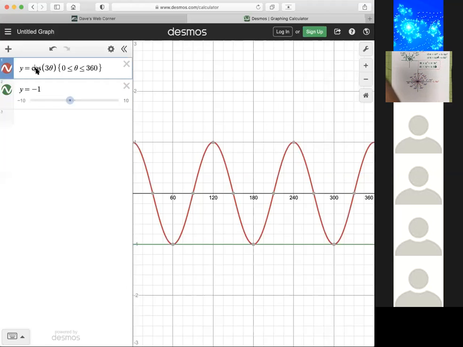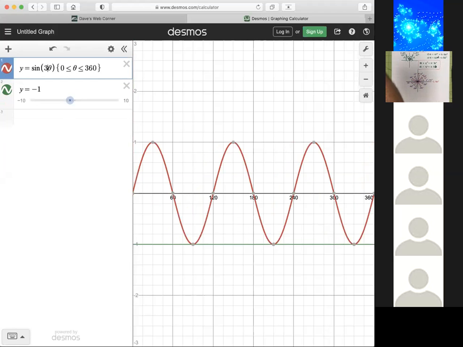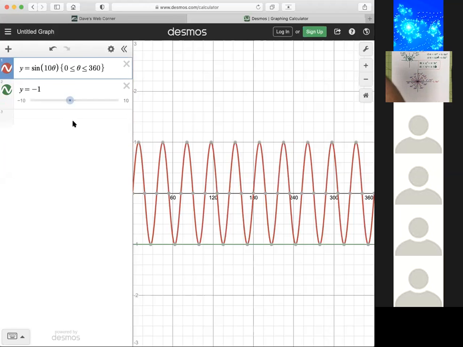Coming over here, sine 10 theta. That's why there's so many answers, because that's 10 sine waves in 360 degrees. Count the peaks. 1, 2, 3, 4, 5, 6, 7, 8, 9, 10 sine waves between 0 and 360.